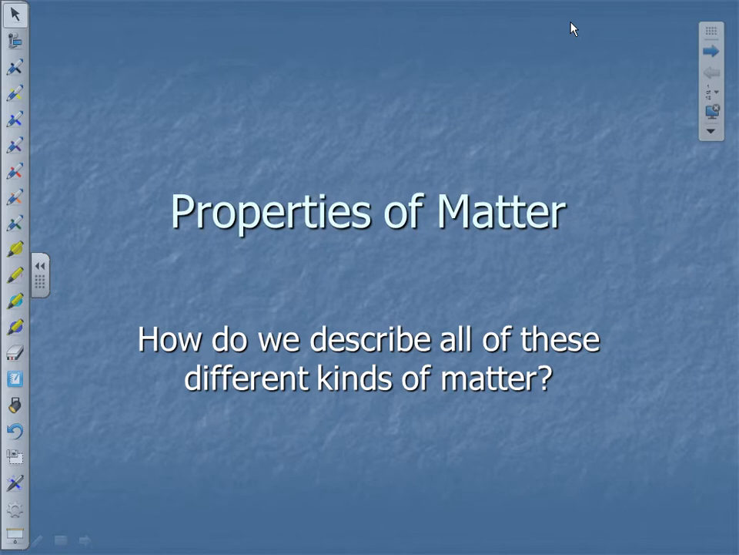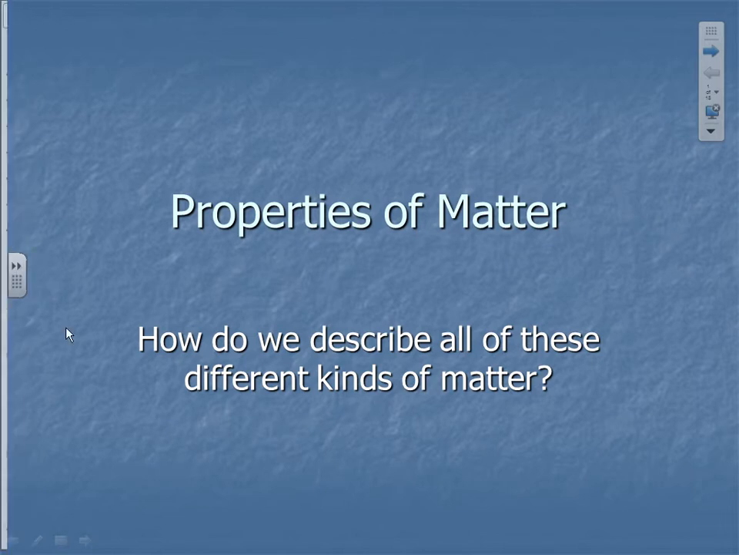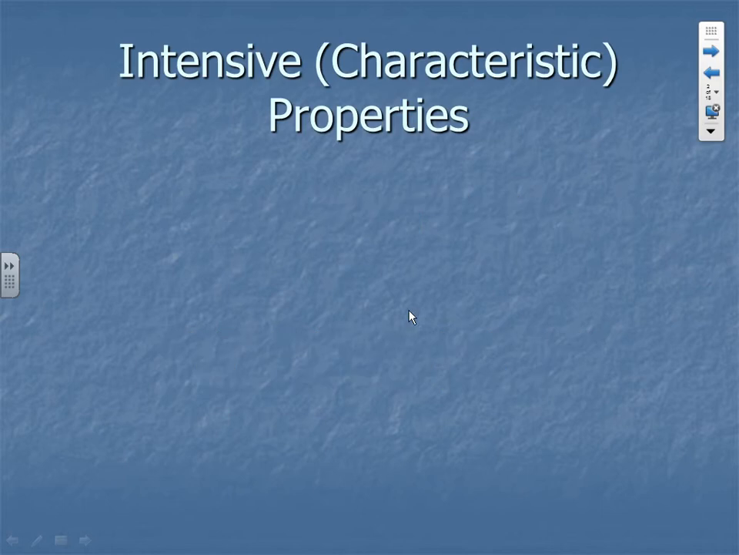Okay. Now that we've talked about all these different categories of matter, and why those matters are there, a lot of it comes down to their properties. How do we describe these different types of matter so that we can categorize them as different substances? So first, we talk about intensive, or sometimes we'll refer to them as characteristic properties.